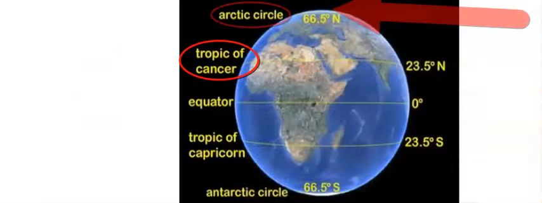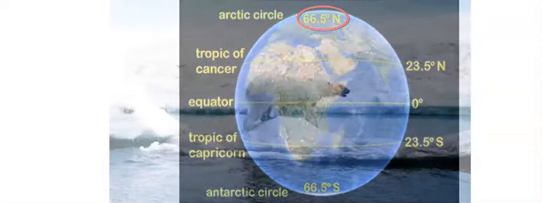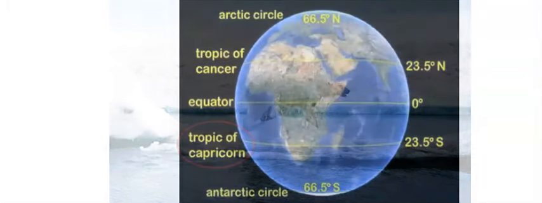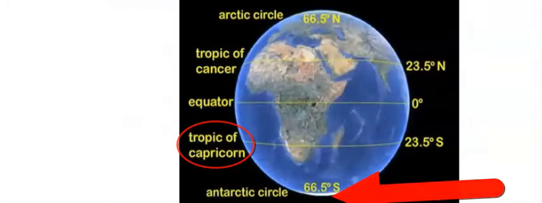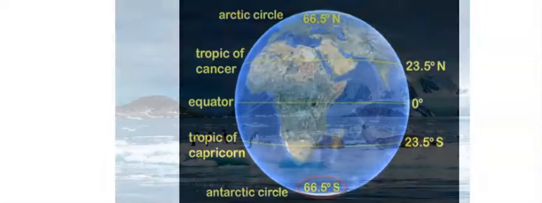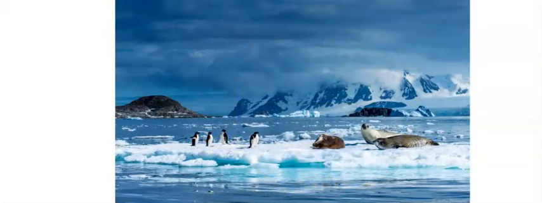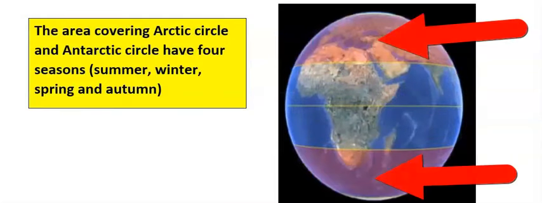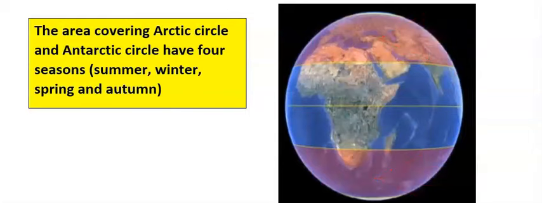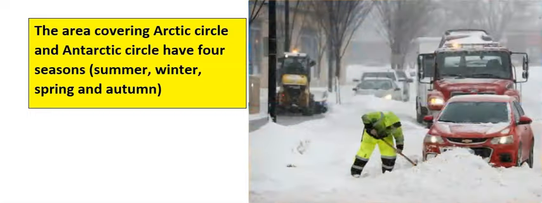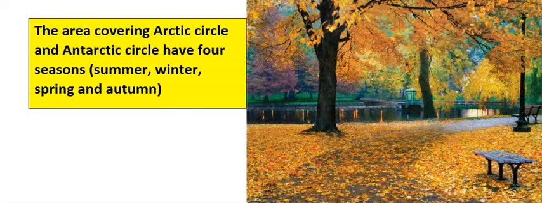Above the Tropic of Cancer is the Arctic Circle, which is 66.5 degrees north. And below the Tropic of Capricorn is the Antarctic Circle, which is 66.5 degrees south. The areas covering the Arctic Circle and Antarctic Circle have 4 seasons: summer, winter, spring, and autumn.